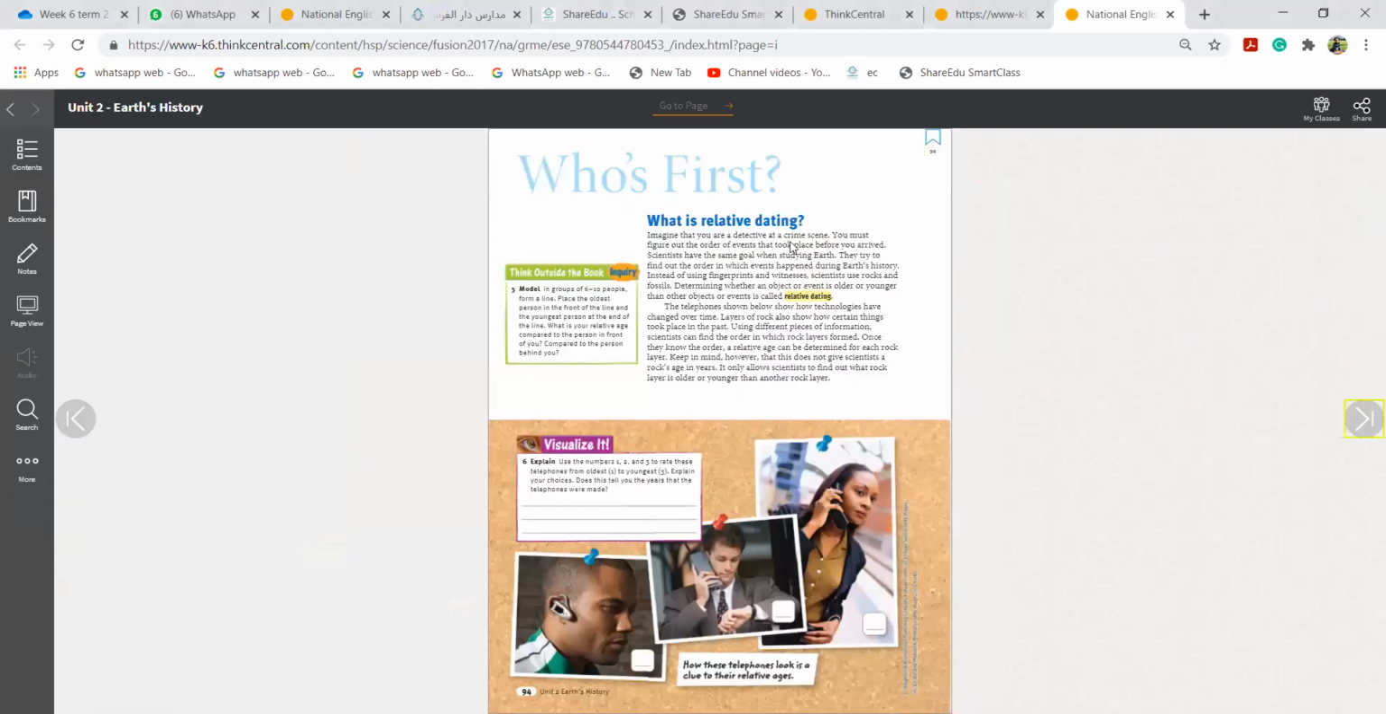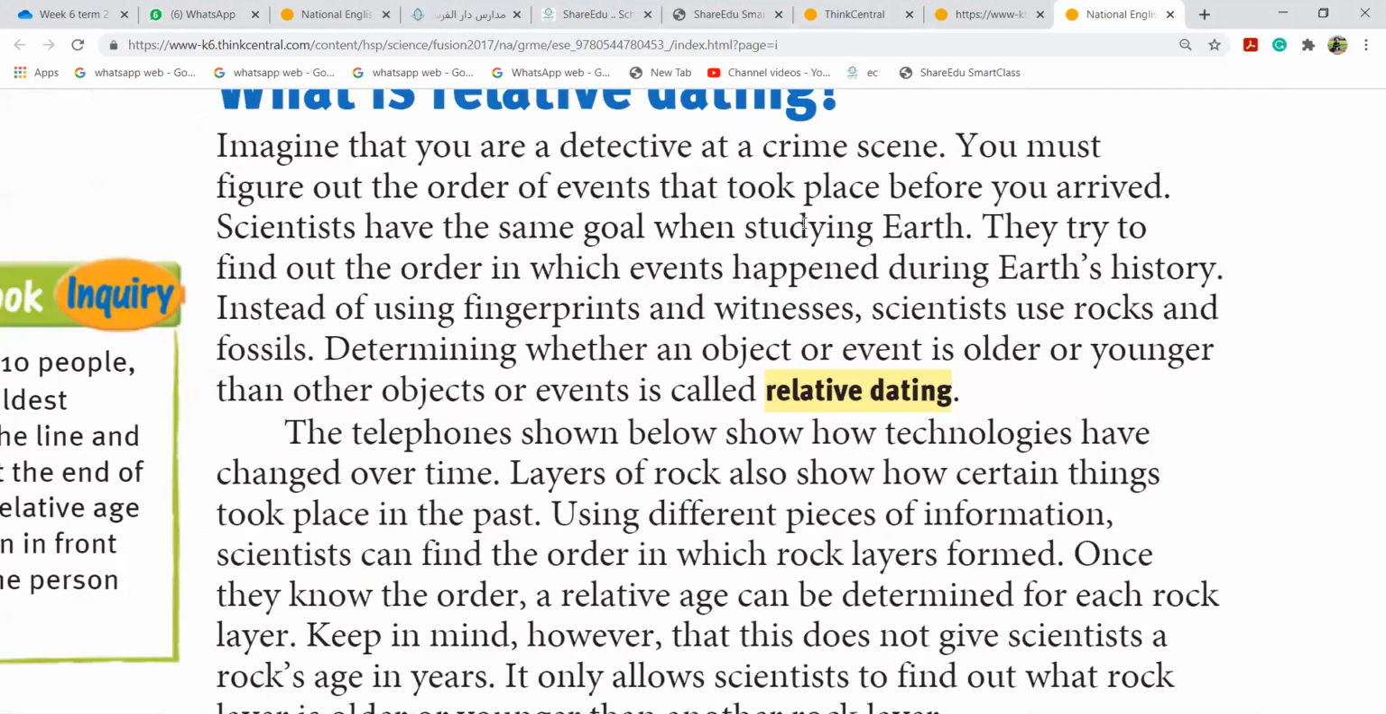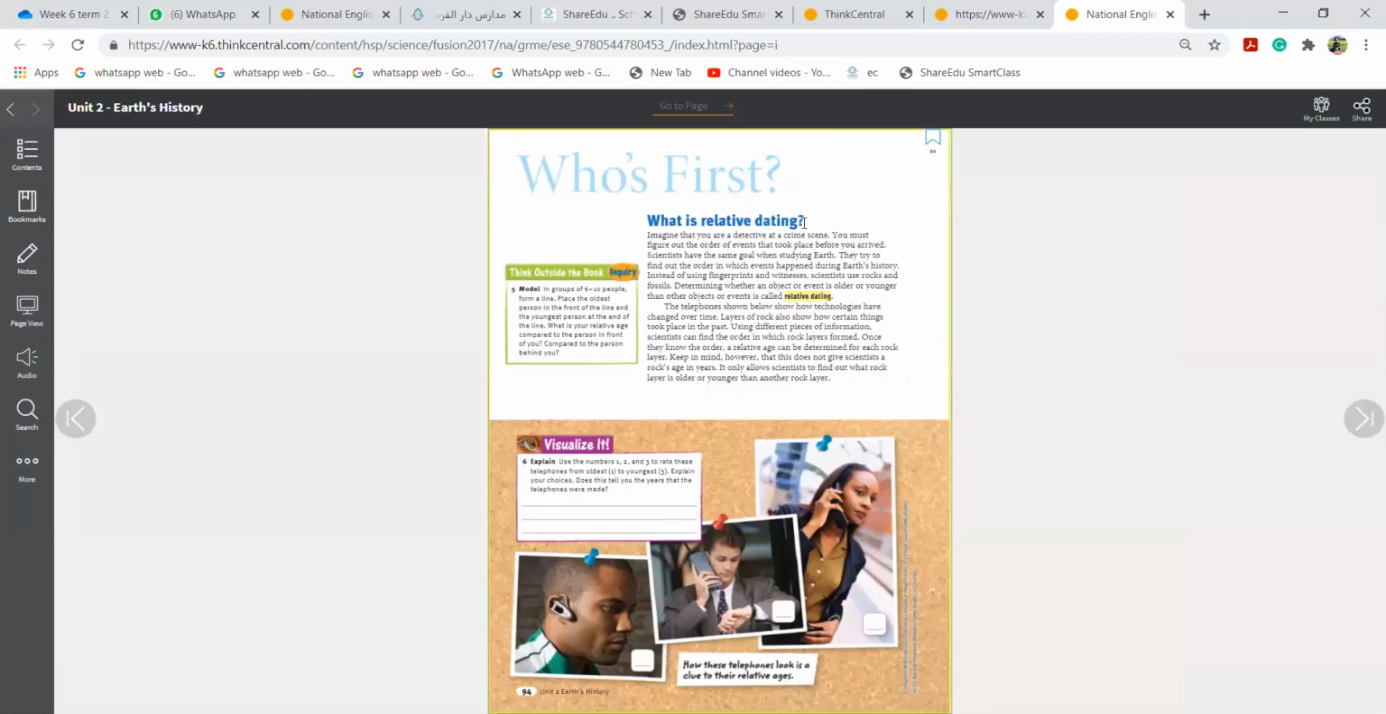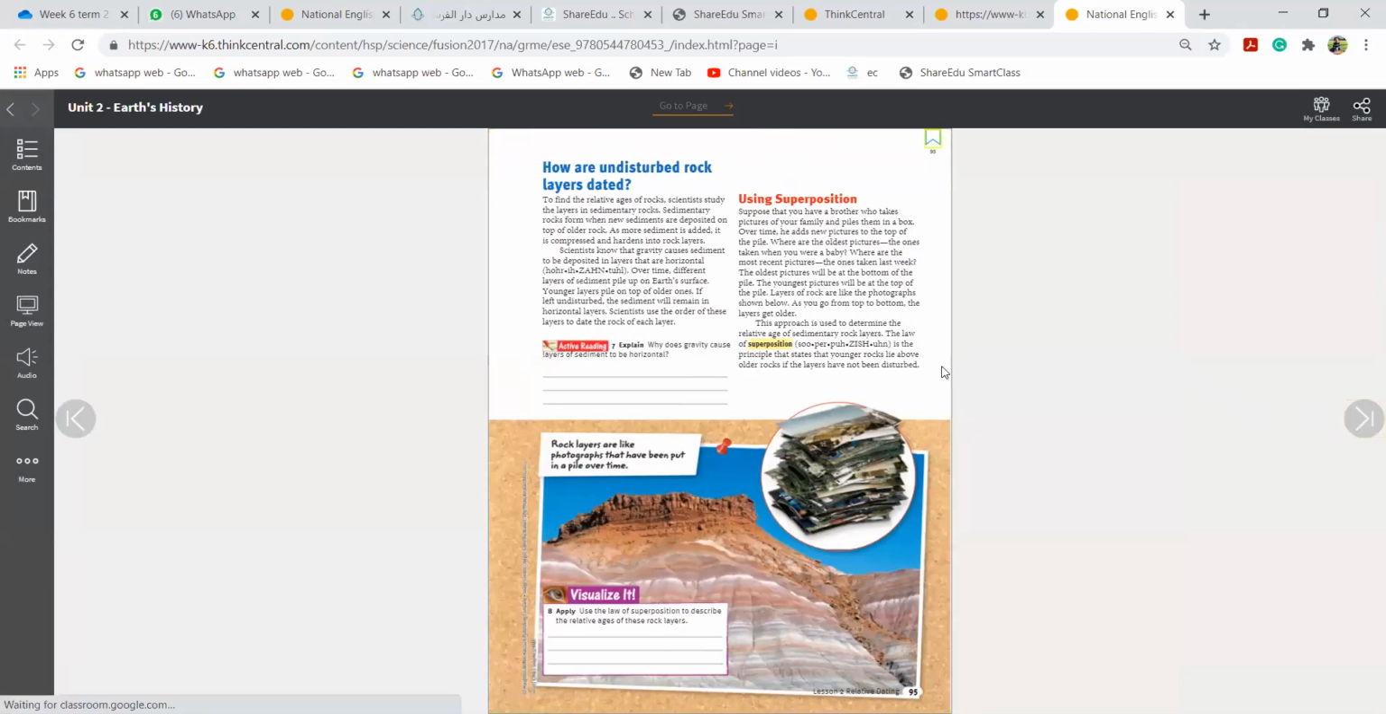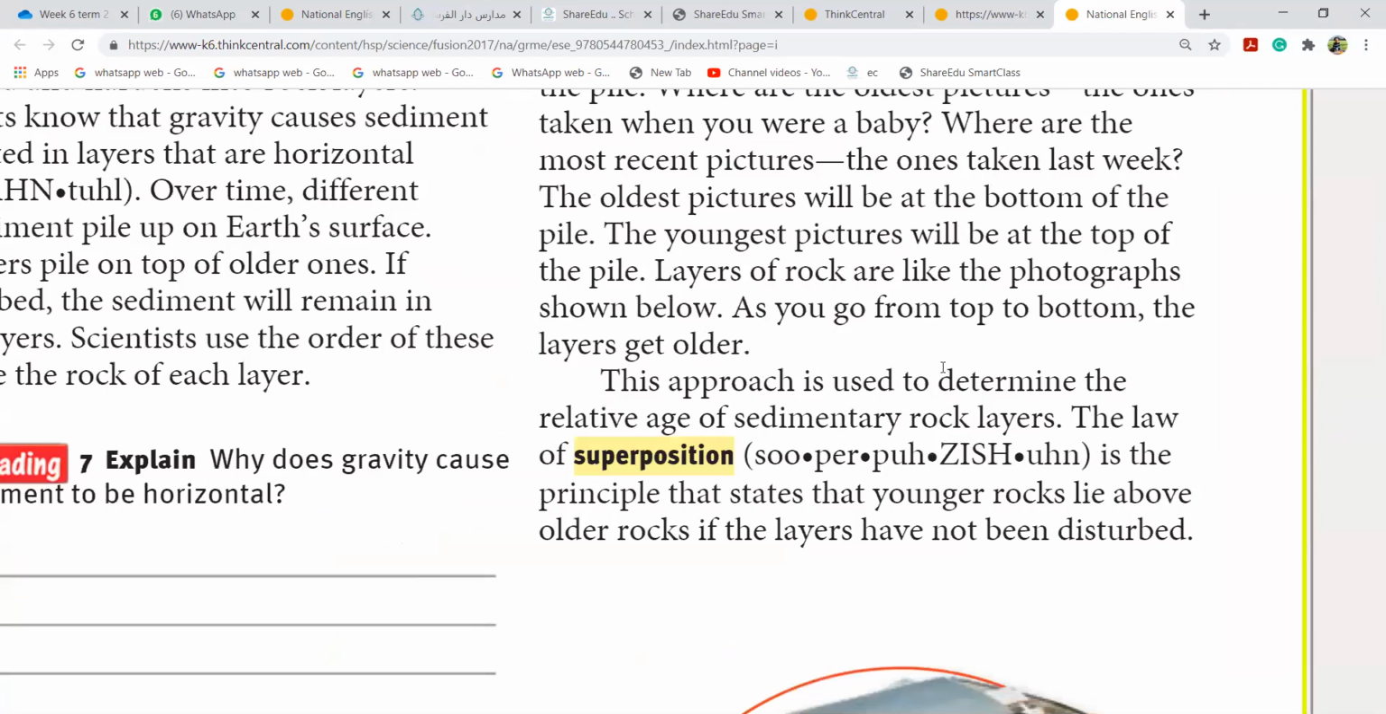Then we'll directly go to the video because I'm going to finish this very quickly today. Now, imagine that you are a detective at a crime scene. You must figure out the order of events that took place before you arrive. Even in your English class, your teacher gives you mixed sentences and asks which one is first, which one is second, and you try to arrange them in order. So similarly, you have to find out which event happened first during Earth history. Instead of using fingerprints, scientists use rocks and fossils, determining whether an object or event is older or younger than another object or event. When you're comparing which one is new, which one is old, that is called relative dating.